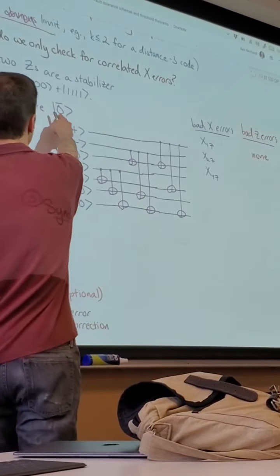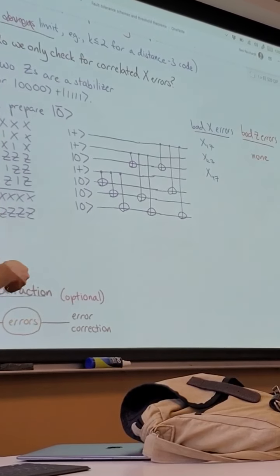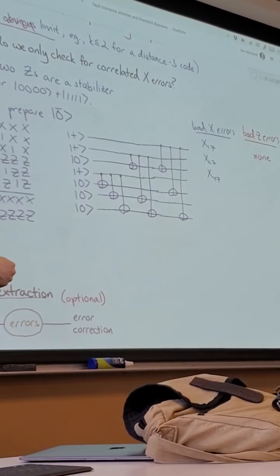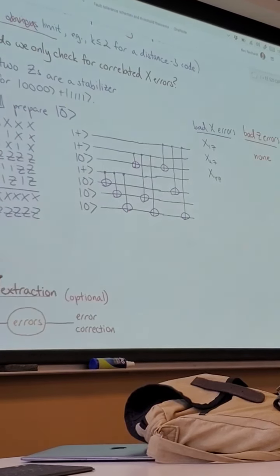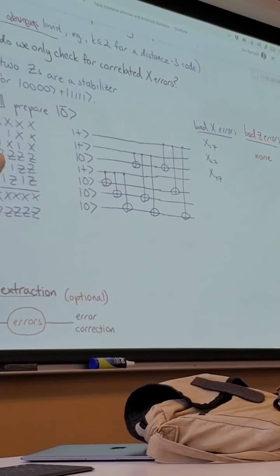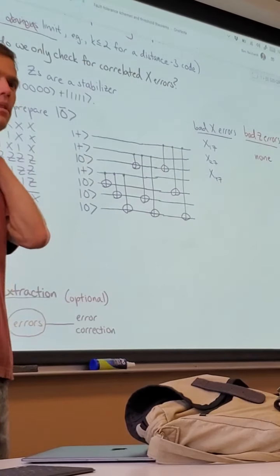That's because I'm preparing logical 0. For example, Z1 Z2 is equivalent to Z3. And in fact, any weight 2 Z error is equivalent to a weight 1 Z error. So it's impossible to have a bad one. I don't need to worry about the Z errors, I only need to worry about the X errors. If we were preparing logical plus, they would just switch.